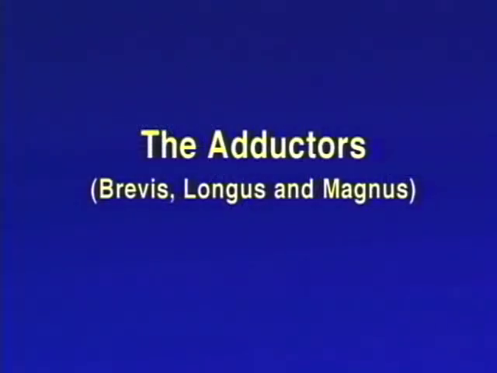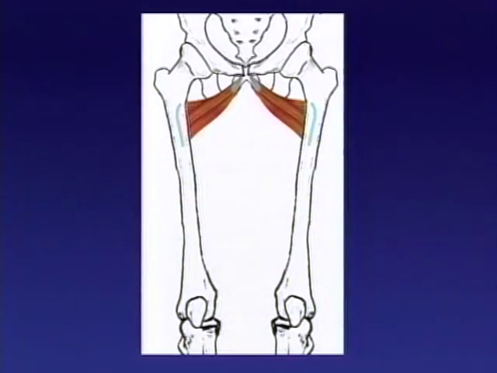Now we're ready to move on to the adductor muscle groups. We're going to speak about the 3 adductors, the adductor brevis, adductor longus, and the adductor magnus. The adductor brevis originates on the front of the pubis, just below the origin of the longus. The insertion of the adductor brevis is the lesser trochanter of upper 1/4 of the linea aspera.